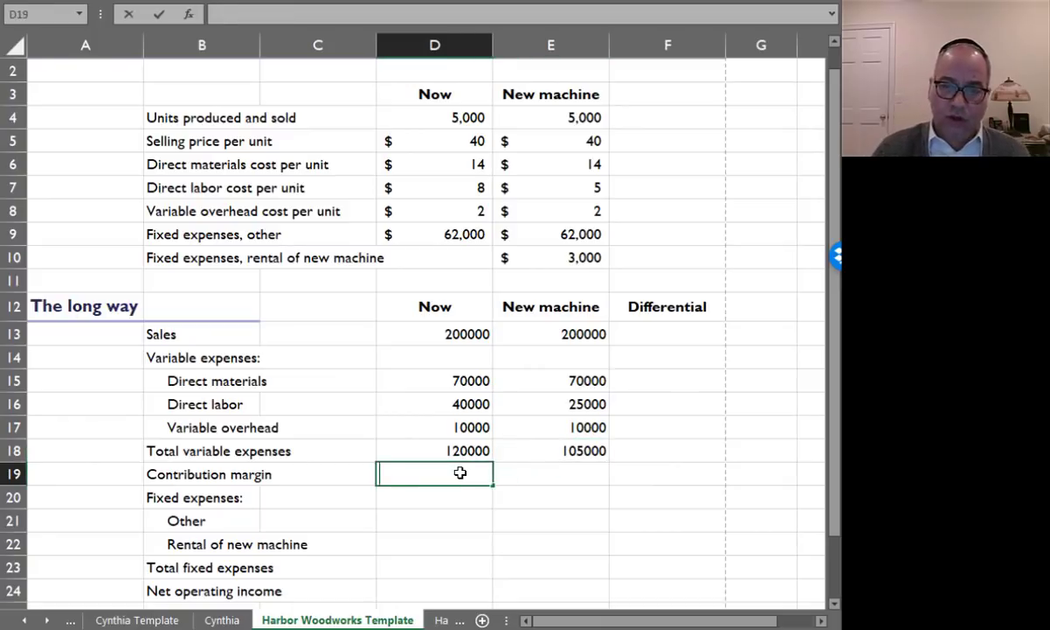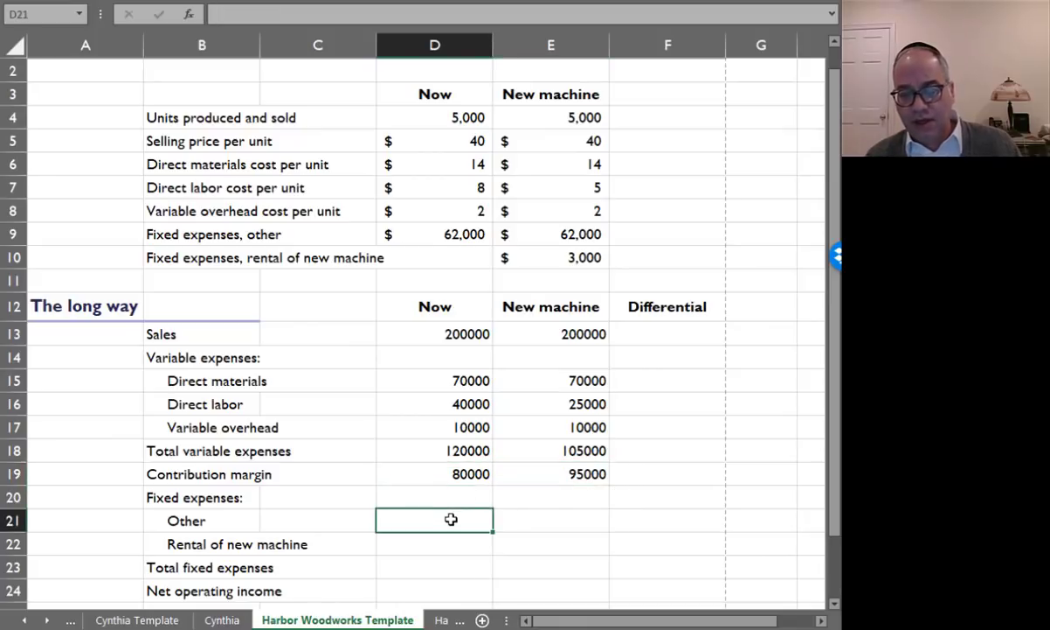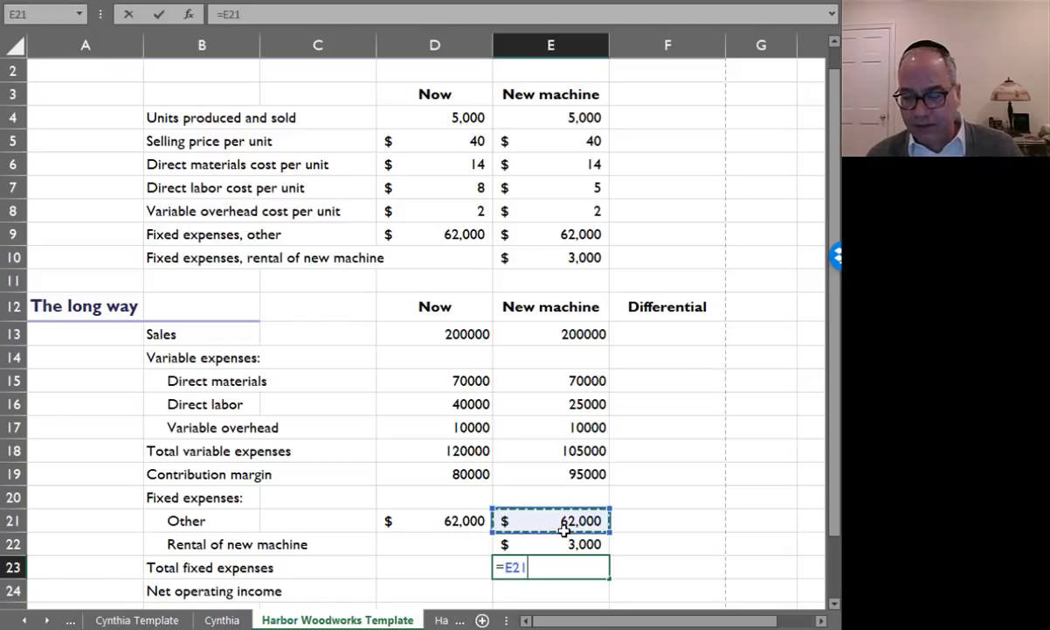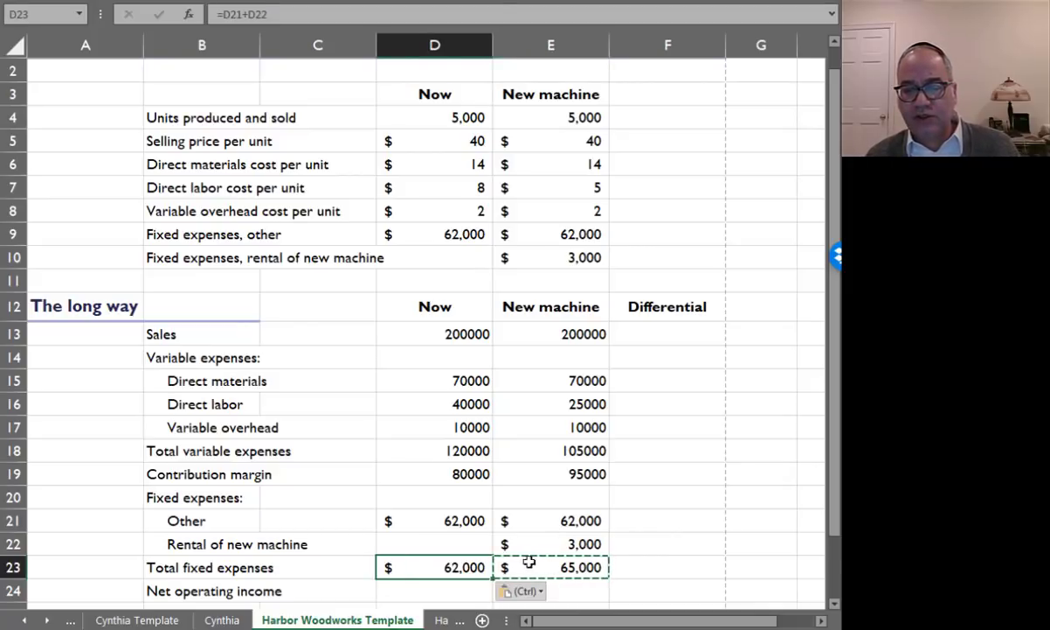My contribution margin would be equal to sales minus variable expenses, or $80,000 for right now. Under the new machine, it would go up to $95,000. My current fixed expenses either way is $62,000. I'm going to give you commas here in a moment. But only on the new machine would I have to pay this additional rental. So my total fixed expenses would be $65,000 for the new machine, but only $62,000 for the old machine.